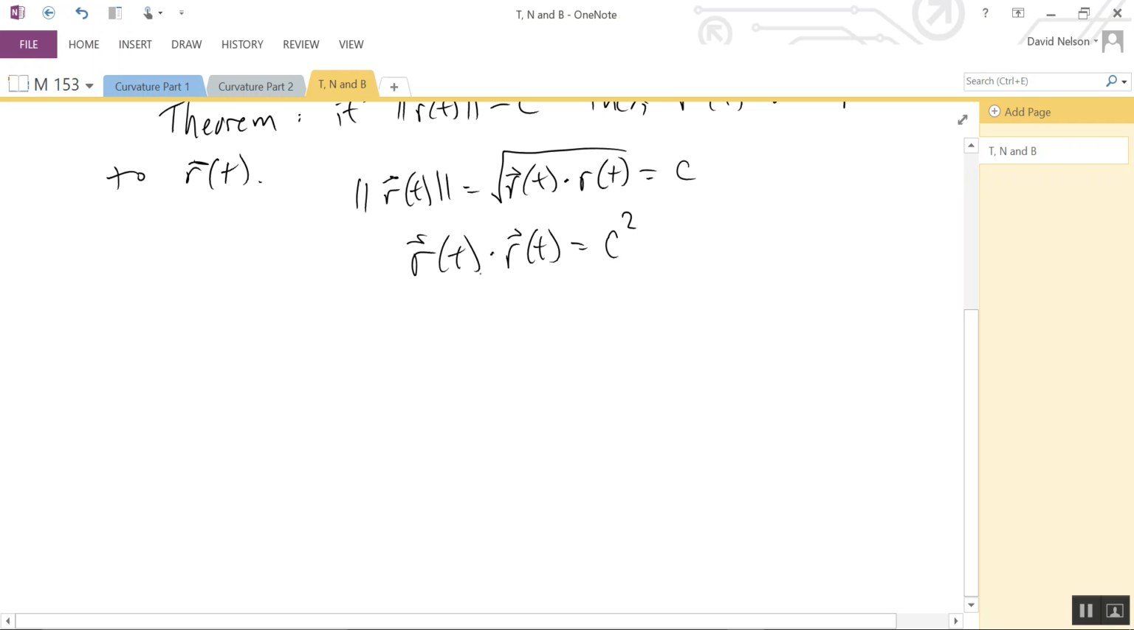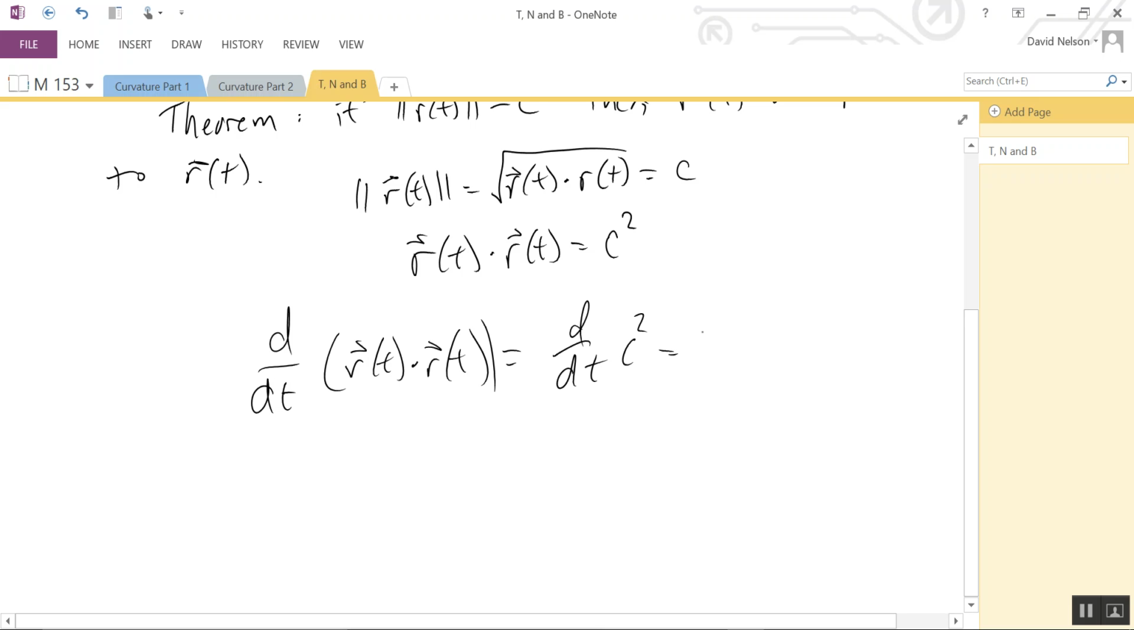If you take the derivative then of this thing, if you look at the rate of change of this r of t dotted with r of t, what that is, it's going to be the same as the derivative of c squared, but c squared is a constant, so the derivative of c squared is going to be 0.